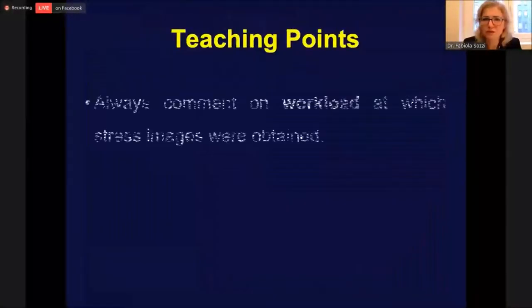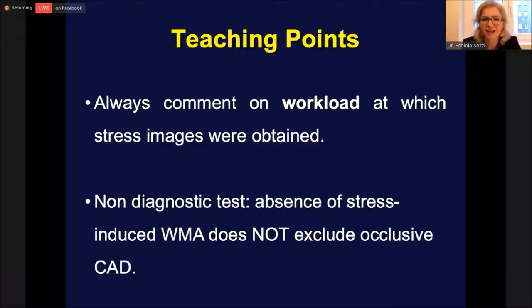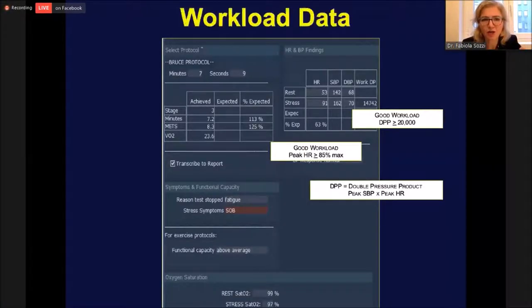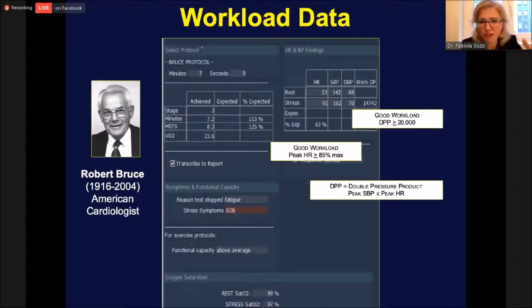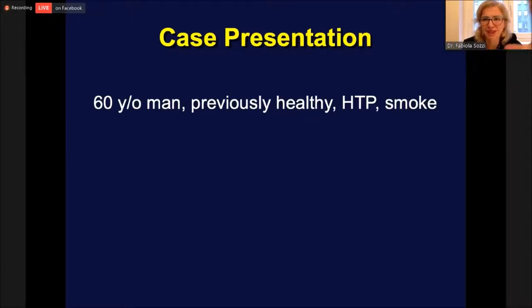What does it mean? That the workload was not proper. We didn't reach what we should have done. It means that our test is not diagnostic. It's not diagnostic because we haven't stressed our patient. Remember, according to the Bruce criteria, a good workload is obtained when you have a peak heart rate more than or equal to 85%. And then you have to consider also the double product. So the test has to be done properly, not only the stages.